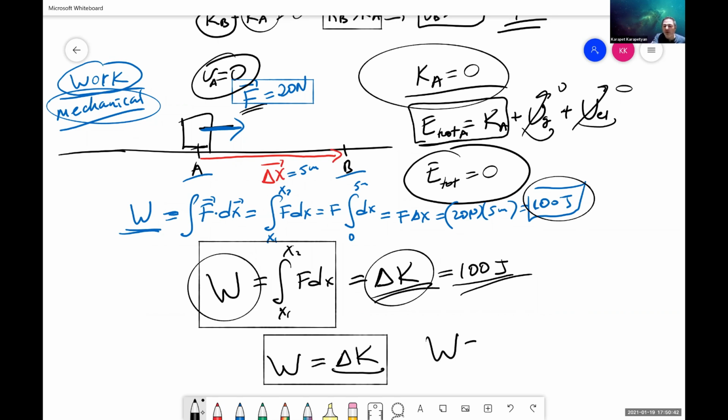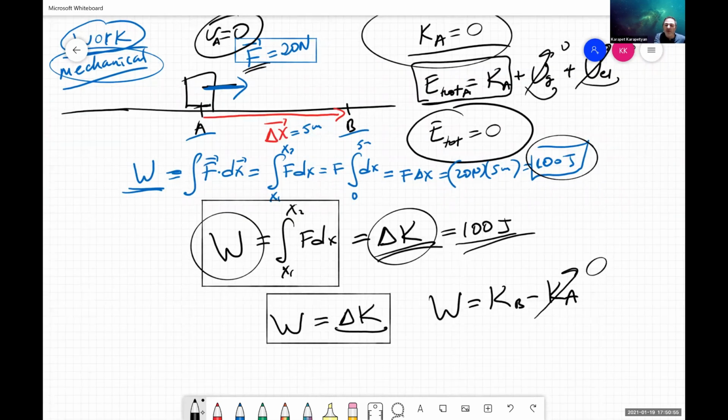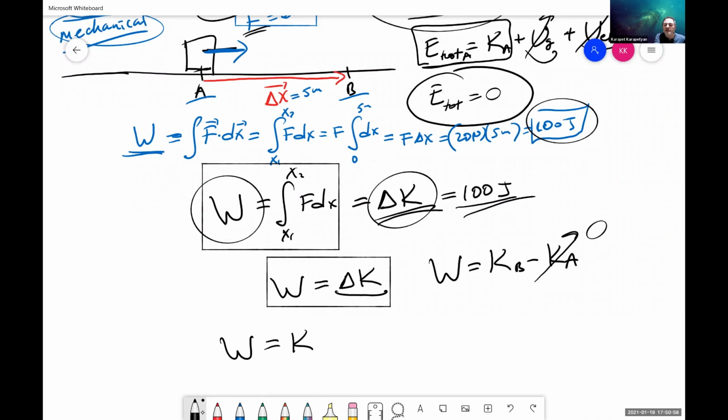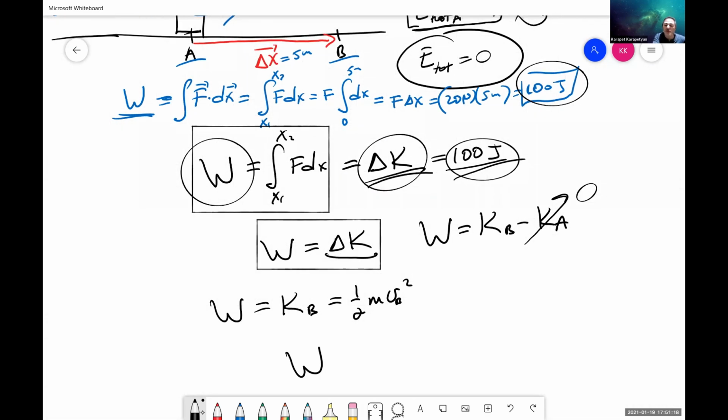Okay, so we can say work done is equal to KB minus KA, where A is initial and B is final. For example, if this one here was 0, because there was no kinetic energy to start with, then work done is equal to the kinetic energy at point B. That means at point B, the object is going to have exactly 100 joules of kinetic energy. And remember, the kinetic energy equation is 1/2 mass times speed B squared, which means finally we are looking at the equation that relates the work done to the speed, which is equal to 1/2 m times speed at B squared. And this is one of the important equations that we're going to be looking at in this lab.